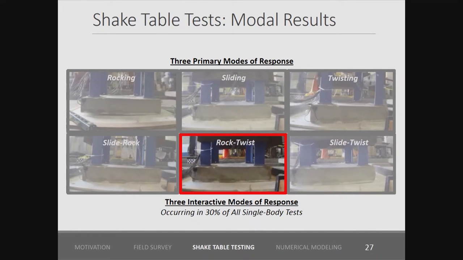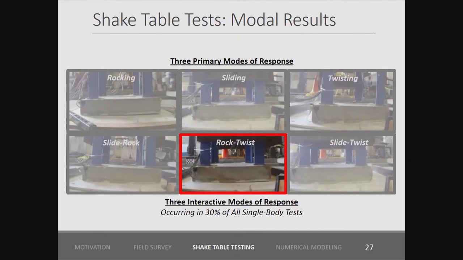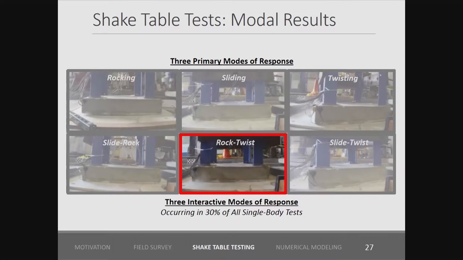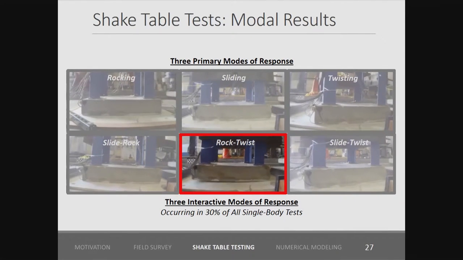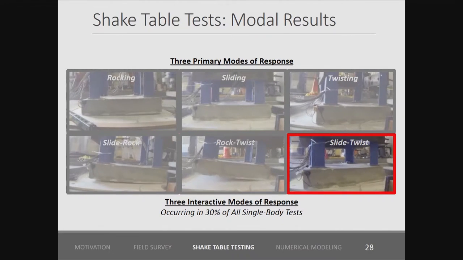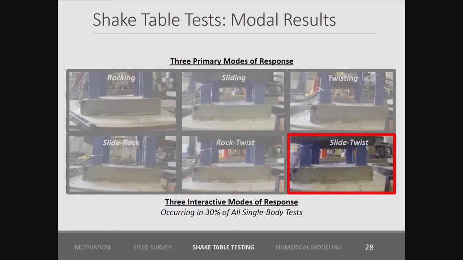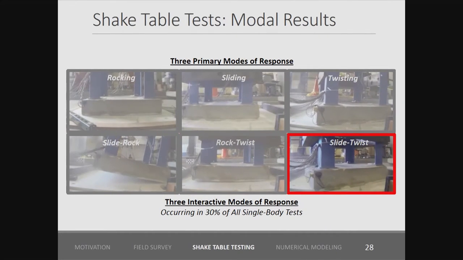The second of these interactive modes was the rock twisting, which is shown here as primarily rocking but incrementally becoming more twisted about the vertical on a given impact event. And the final is the slide twisting mode, where the body is not only sliding in the direction of the shaking table motion, but also twisting about the vertical axis.